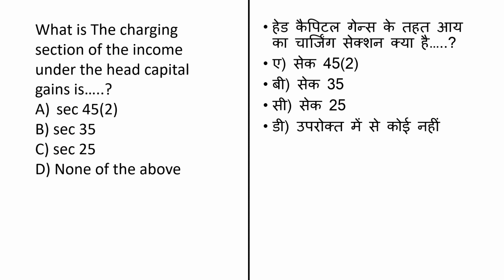The correct answer here is option number A, that is section 45 clause 2. Section 45 of Income Tax Act 1961 is a charging section for the income chargeable under the head capital gain. A transaction in the ordinary course is subject to the capital gain in the year of transfer of the capital asset.